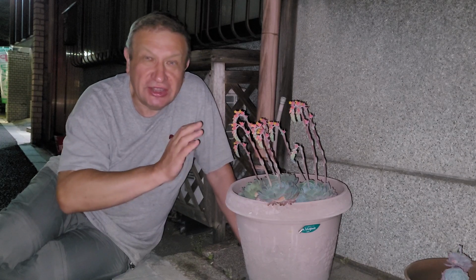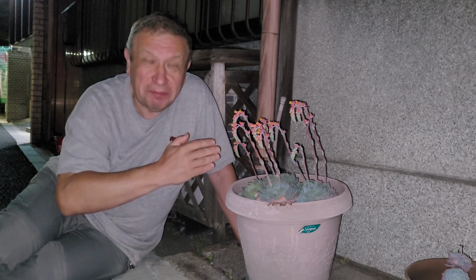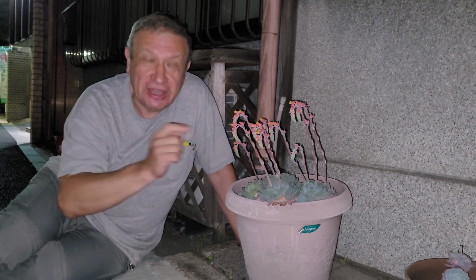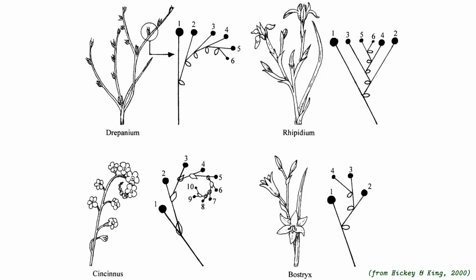So this is an interesting type of inflorescence when flowers are in one plane but still in a spiral in the general description. So this is a drepanium. A drepanium is an inflorescence where flowers are located exactly in one plane.